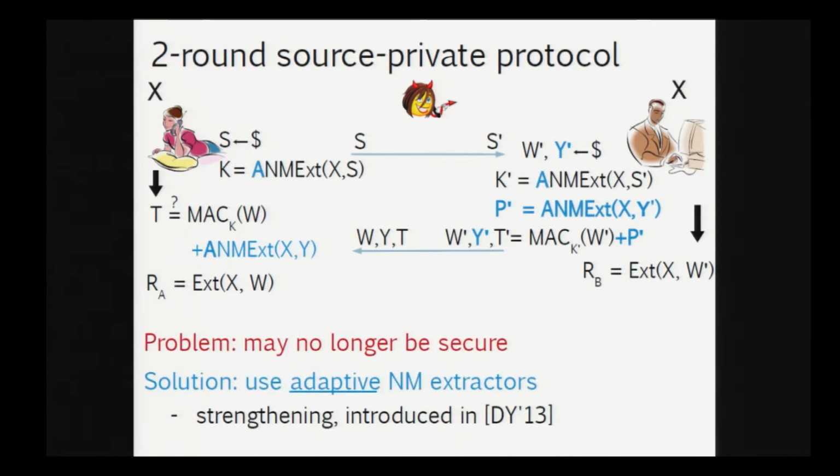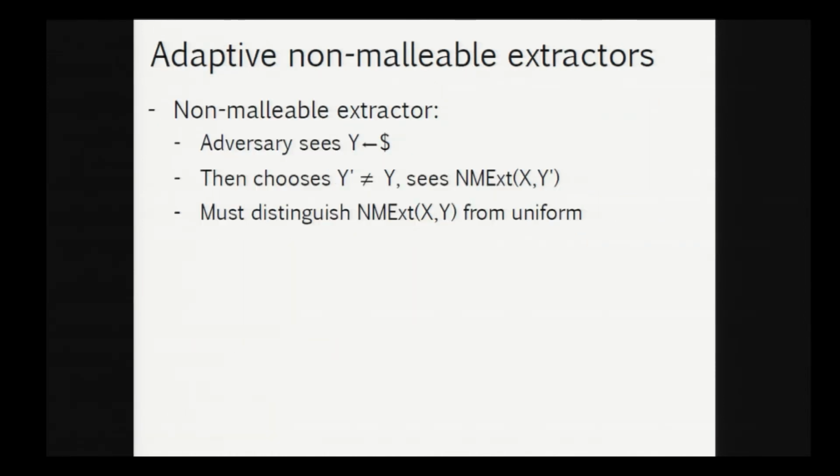However, this protocol may no longer be secure because now the addition of this one-time pad may allow Eve to forge the messages to Alice and cause her to accept a different key. The solution here is to use a strengthening of non-malleable extractors, which are called adaptive non-malleable extractors. These were first informally introduced by Dodis and Yu. Let me just explain what those are.